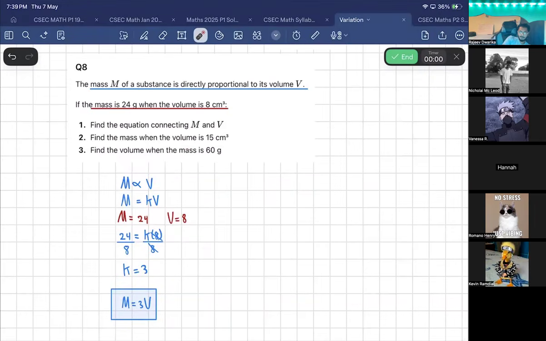Well, the question mentioned that M is directly proportional to its volume, so we have to put a proportional sign. M is proportional to V. And we change the proportional sign to an equal sign. I don't understand why we change it to an equal sign. All right. If I tell you that, okay, you know what proportional means? Proportional means that when one thing goes up, the other one would also go up.